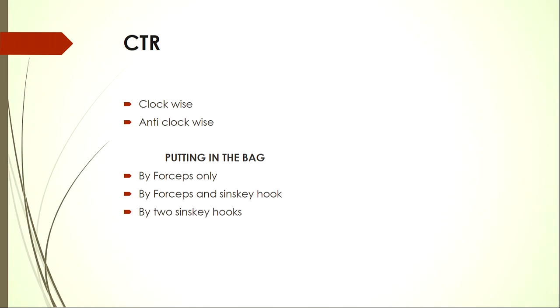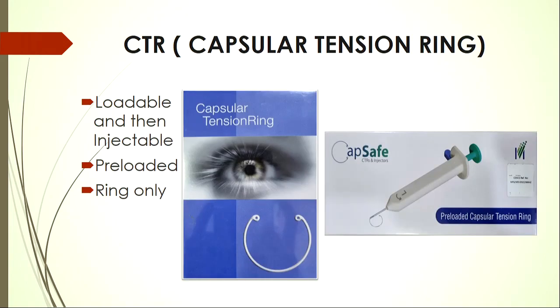So you can put the CTR clockwise, you can put the CTR anti-clockwise, you can put the CTR only by forceps, that is the trailing ring, or you can take help of the forceps and the Sinskey hook. I'll be talking about the Sinskey hook and the forceps, and sometimes two Sinskey hooks. So you get the CTR in many ways.